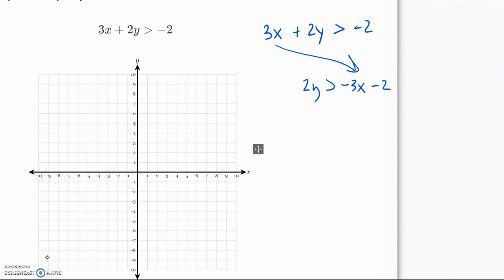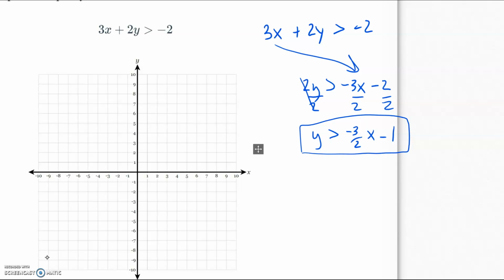Okay, next I want to divide everything by 2 so that y is by itself. If I divide everything by 2, I get y is greater than negative 3 halves x minus 1. Go ahead and just leave the slope as a fraction. Okay, so that's your first step. Make sure that it's in this form. Every once in a while the problem will already be in the form, but if it's not, make sure you do that. Now that it's in slope-intercept form, we're going to graph it just like it's any other line.